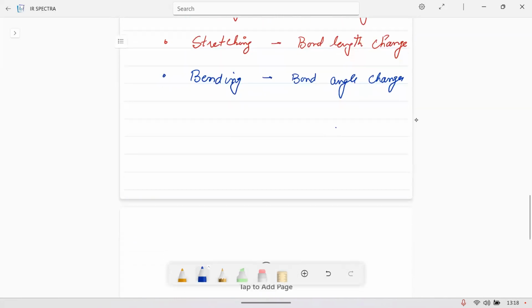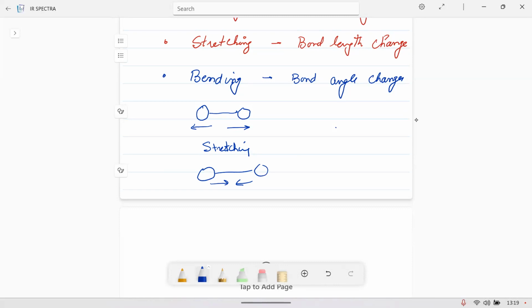For example, if you have two bonds like this, two atoms attached to here, one possibility is they may start stretching like this. So this is stretching, or they may come close to each other. So both are stretching and coming closer. So it cannot remain stretched. So it will keep on changing the bond length.